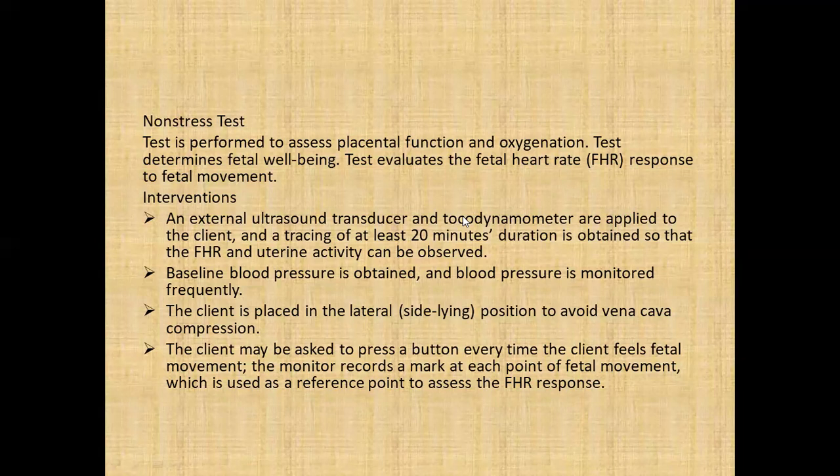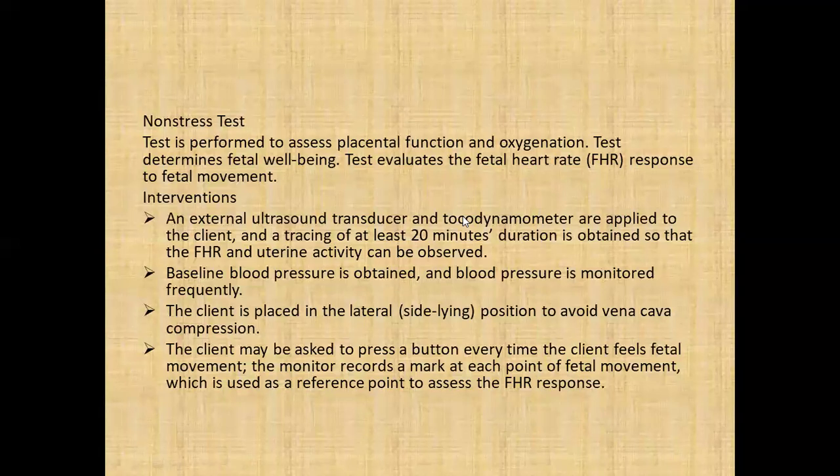Let's look at what goes into the procedure. First of all, you must have your monitor around. There's an external monitor that you are going to use to monitor the fetal heart rate. That is what you have to understand. Then the monitors are applied to the mother's abdomen.